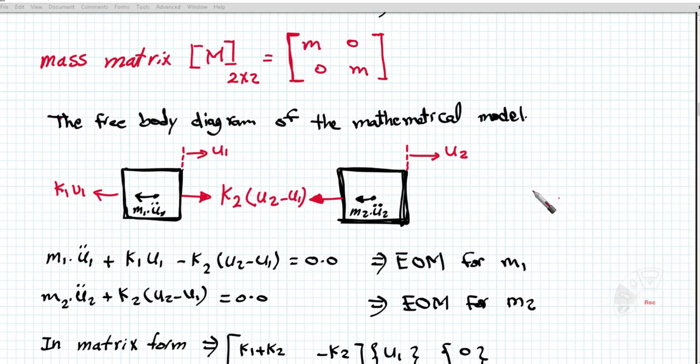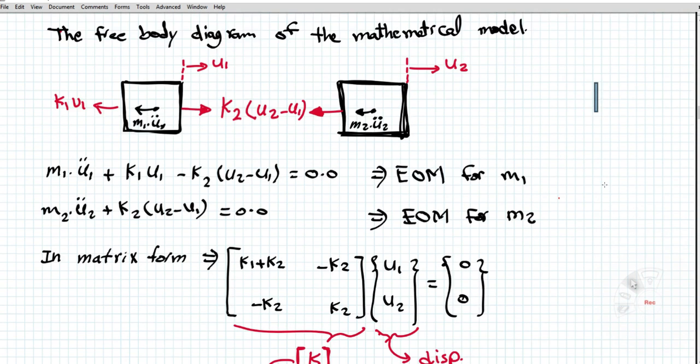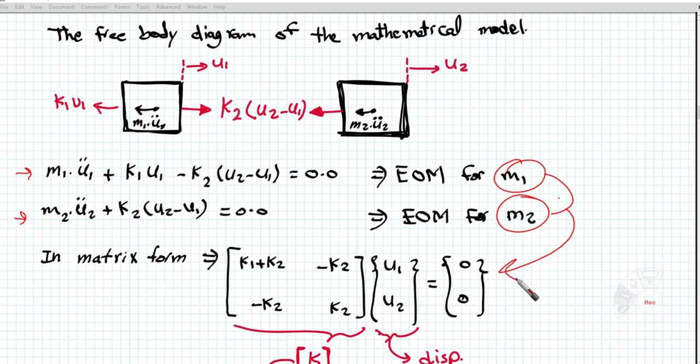Okay, so in this case, we are going to arrange this equation of motion for each mass. We're going to put them in a matrix form.